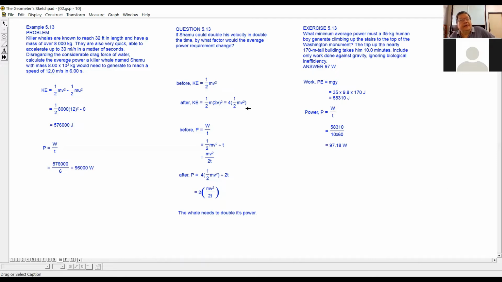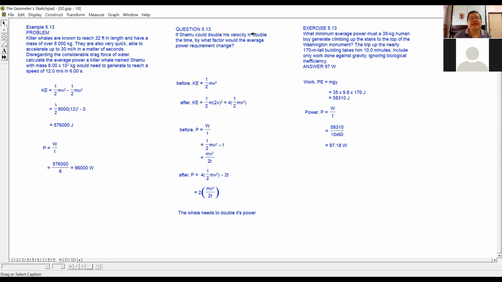So we're going to look at some enrichment questions. So go a bit further. If the wheel could double its velocity in double the time, by what factor would the average power requirement change?